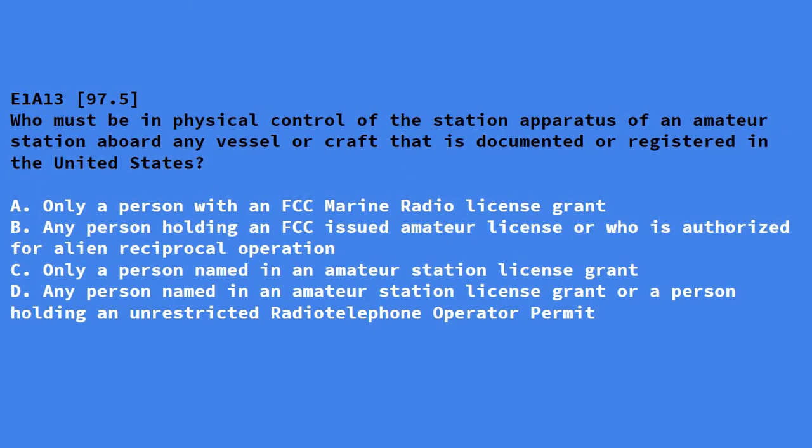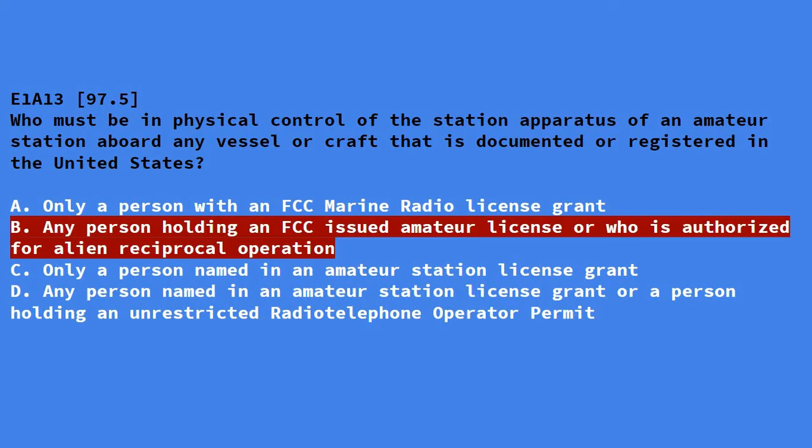E1A13, who must be in physical control of the station apparatus of an amateur station aboard any vessel or craft that is documented or registered in the United States? Answer is any person holding an FCC-issued amateur license or who is authorized for alien reciprocal operation.